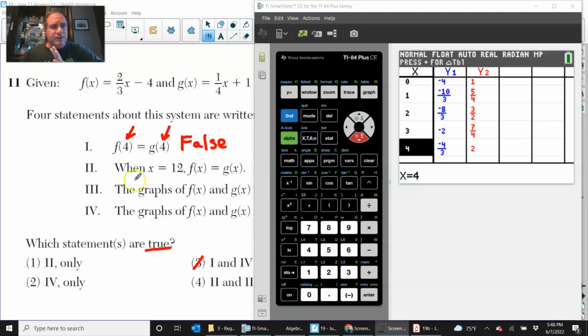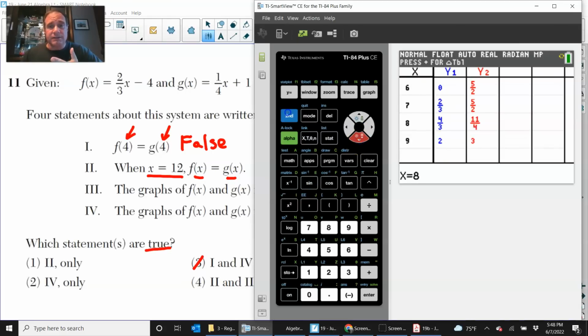So the next one says when x is 12, that f of x and g of x are equal. Okay, so you have them in your calculator. So we're going to go down to x when x is 12. We're going to check it out. Yes, they are equal. It's 4 and 4. So this one is true. So that means 2 is a part. All right, so this could be your answer. 2 is definitely a true statement.